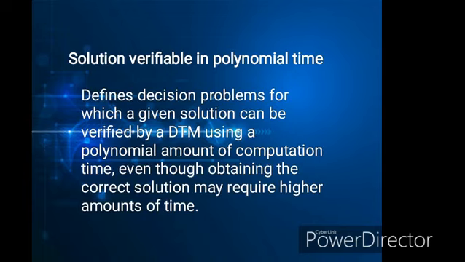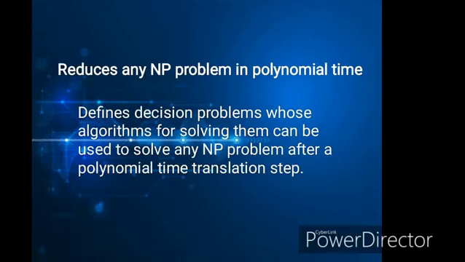Solution verifiable in polynomial time defines decision problems for which a given solution can be verified by a DTM using a polynomial amount of computation time, even though obtaining the correct solution may require a higher amount of time. Reduce any NP problems in polynomial time. Defines decision problems whose algorithms for solving them can be used to solve any NP problems after a polynomial time translation step.